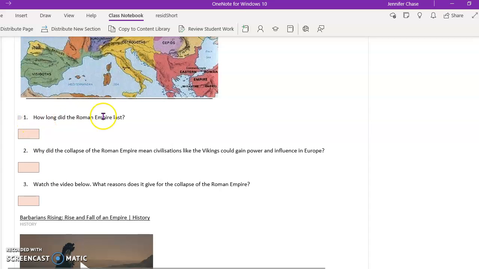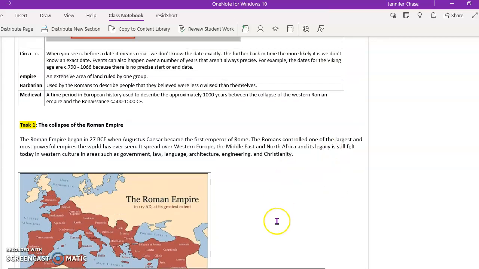So number one, how long did the Roman Empire last? That's where you're going to just get out a calculator and have to understand BC and AD. Number two, why did the collapse of the Roman Empire mean that civilizations like the Vikings could gain power and influence in Europe? So I'll talk about that as I read through it.